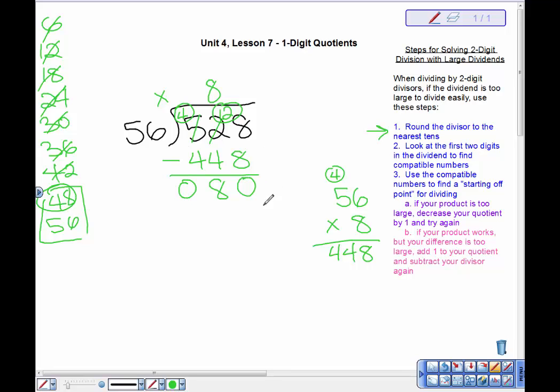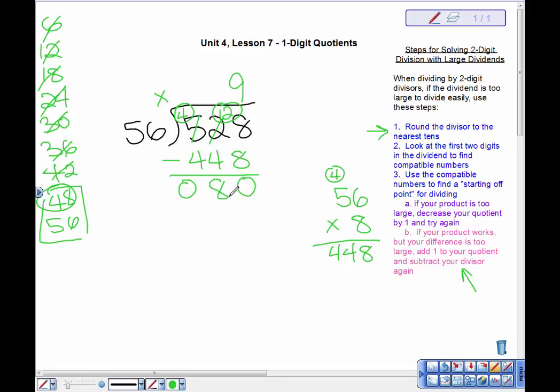Now, I want to compare. Uh-oh, wait a minute. If I compare, I notice that 80 is bigger than 56. So my product worked, 448 worked, but it was too big. So now let's come over and take a look at the directions in pink. Right here it says, if your product works, 448 worked, but your difference when we subtracted is too large, add 1 to the quotient. So I'm going to make my quotient bigger. I'm going to make my 8 into a 9. And then subtract your divisor again.